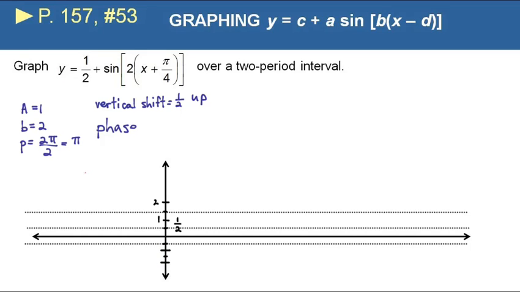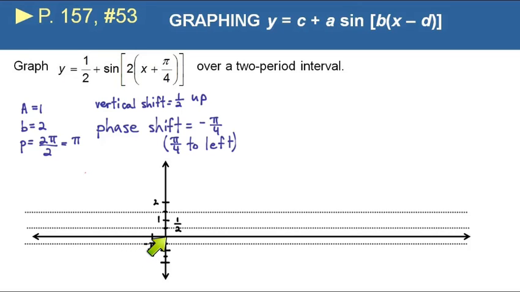Now let's go ahead and get phase shift. You can look at the graph and see that phase shift is pi over 4 to the left. Because remember that if you took x plus pi over 4 and set it equal to 0, then to solve you'd have to move pi over 4 to the right side of the equation and it would become negative. You can just see that when you look here. So pi over 4 to the left is our phase shift.